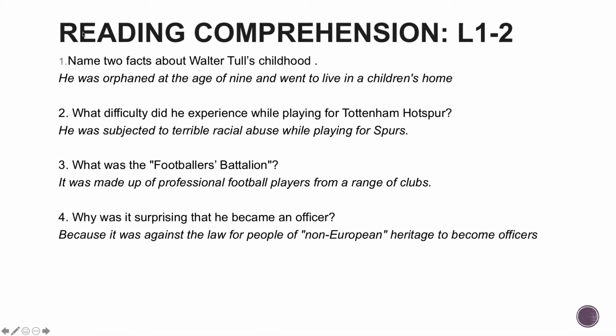Okay, so as we said, at that time it was against the law for people of what they called non-European heritage, i.e. black people, or possibly Asian or any other non-European, to become officers. So it seems that an exception was made for him, I guess due to his bravery and his skills. What did he do to be put forward for a military cross?